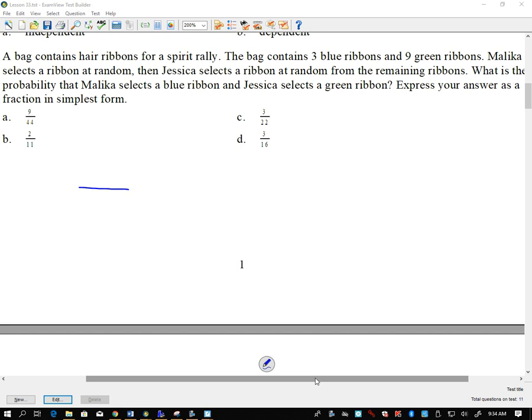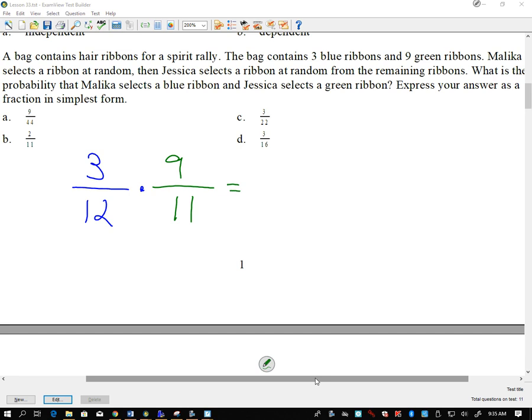All right, so let's talk about the probability of the blue ribbon. What number goes on top? 3. What number goes on bottom? 12. Okay, and then we want green ribbons. Now for Jessica, what number goes on top? 9. What number goes on bottom? No, because Malika didn't put her ribbon back, so it's 11.